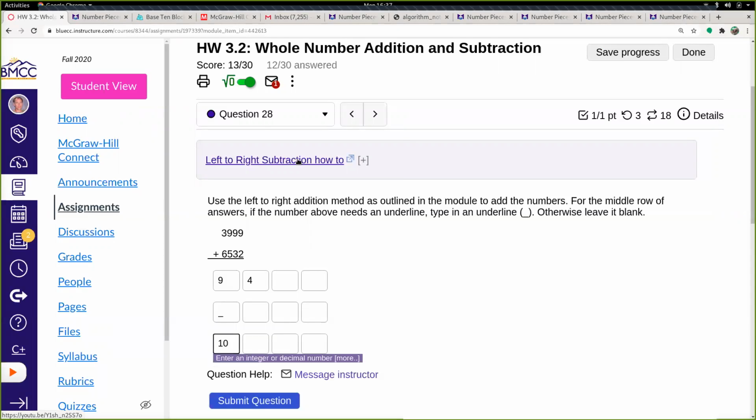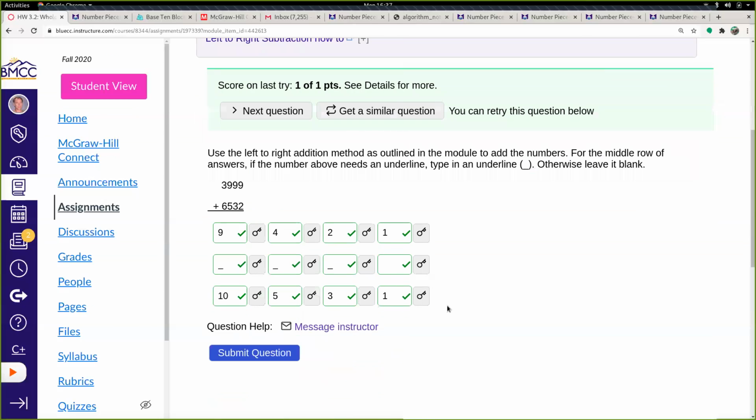And there's a video of me doing this here too. 9 and 3 is 12, put the 2 from 12, the 10 from 12 jumps to this column, making that 4 a 5. 9 and 2 is 11, the 1 from 11 goes here, the 10 bumps that 2 up to a 3, and then drop the 1 in. So that's the left to right method using underscores. Ooh, got it right today.